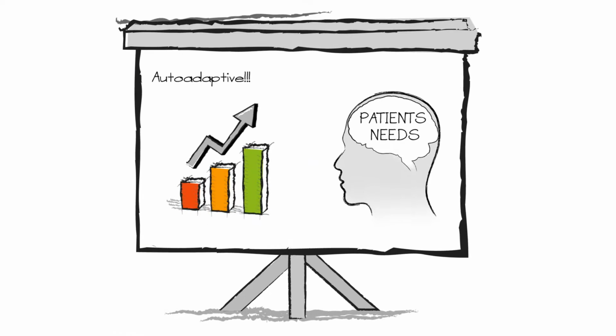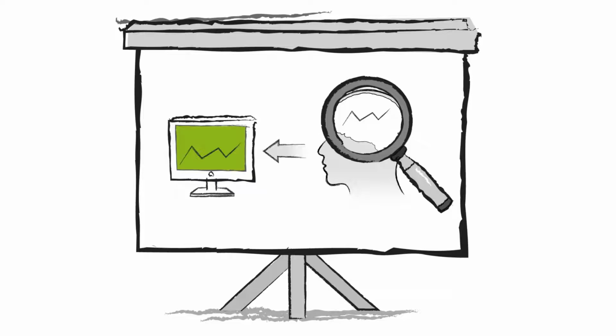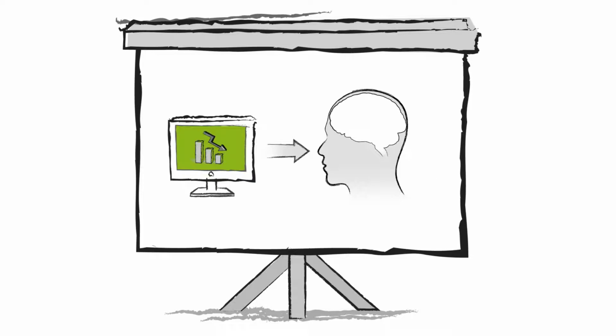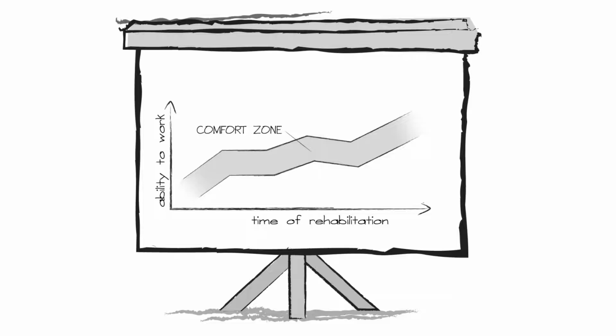All RehaCom modules are automatically adaptive. The system monitors the behavior of the patient, measures error rates and reaction times, and decides if the level of difficulty should rise or fall. So the patient always works in his comfort zone. He or she is consistently challenged, working on the border of his or her achievement potential.